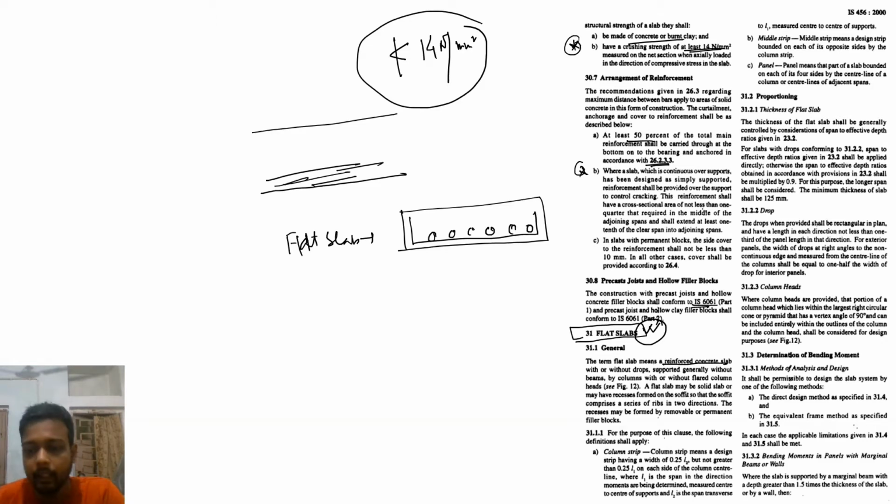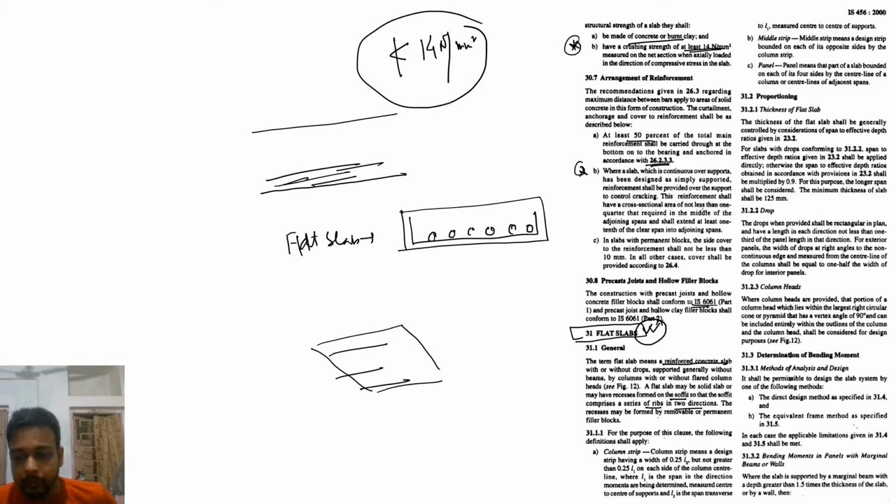Okay, a flat slab may be a solid slab or may have recessed form on the soffit so that the soffit comprises a series of ribs in two directions. That means first there are some ribs, then there will be some slab. Okay. For the purpose of the clause, the following definitions shall apply.